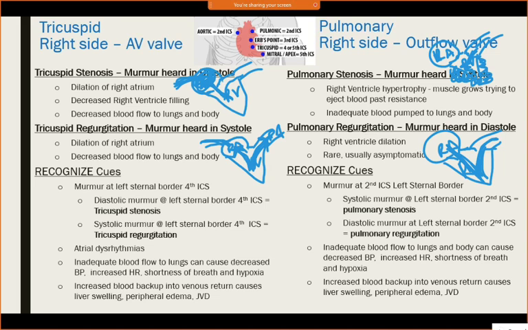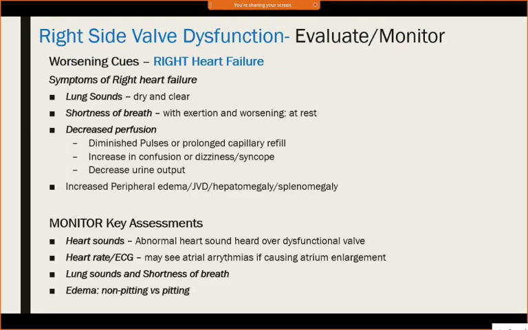It does not cause the atrial arrhythmias because the right atrium is emptying fully and it's not getting dilated. So we don't have the atrial arrhythmias, but we still have right heart failure. So see, if you study right and left heart failure, you already got the valves, okay? Pulmonary is on the right side, and that's going to be your problem. So basically your worsening cues is worsening right heart failure. Sometimes valve dysfunction happens for a long time until you end up with heart failure. But just look at your right heart failure signs and symptoms, and that's what you're going to see for a right valve problem.